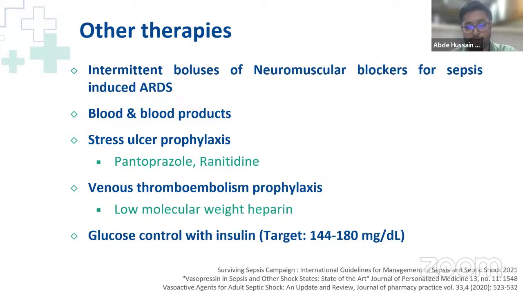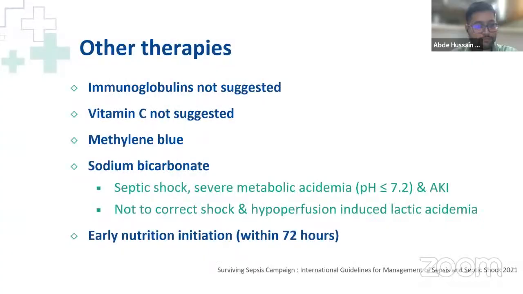Again, as we have seen from the previous slides, if we give metformin, it can lead to higher lactate levels, and certain OHAs also get accumulated in organ dysfunction. So insulin is an ideal choice for maintaining glucose control. Other therapies like immunoglobulins are not suggested. Vitamin C is not suggested, but there have been certain conflicting data. Methylene blue, newer studies are coming up, so it is still a conflicted topic.